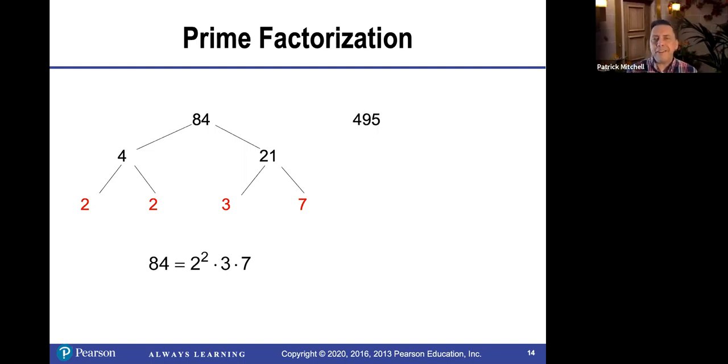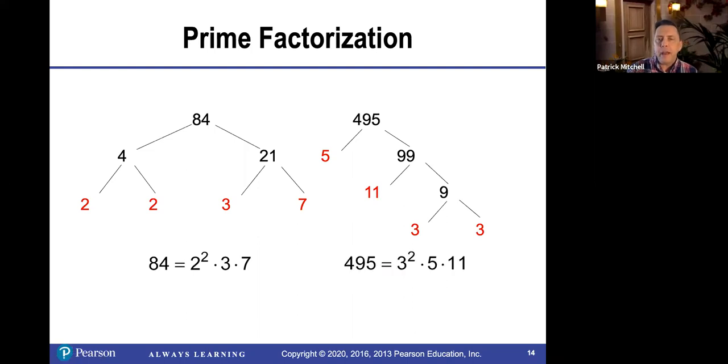So if you're looking to practice one of these, pause the video and see if you can find the prime factorization for 495. All right, so for 495, I went with 5 times 99. It's very easy to see that this number is divisible by 5. 99 can be written as 11 times 9. Notice that 5 and 11 are both prime, so we stop there with those two. And then 9 is 3 times 3. So the prime factorization of 495 is 3 squared times 5 times 11.